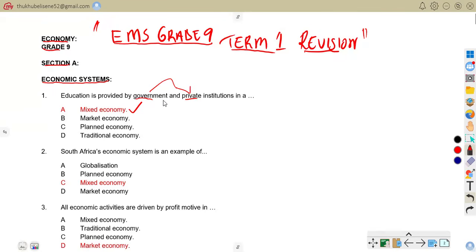So number two, South Africa's economic system is an example of globalization, planned economy, mixed economy, market economy. The answer is C, mixed economy again, because South Africa has both government control in some sectors and private business operating freely. That combination makes it a mixed economy. Let's move on.